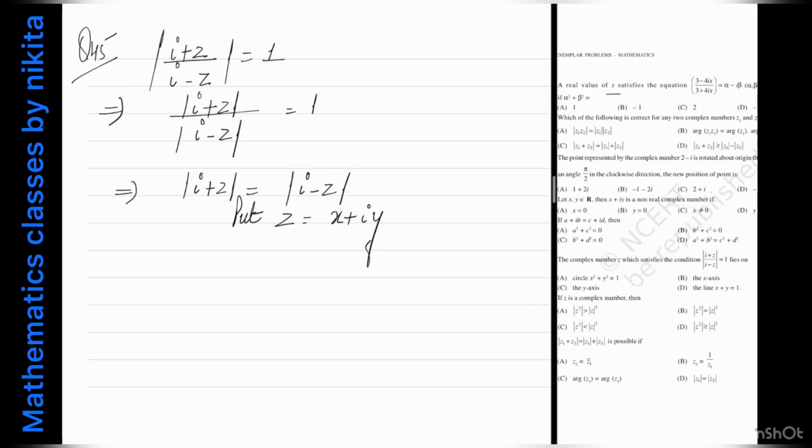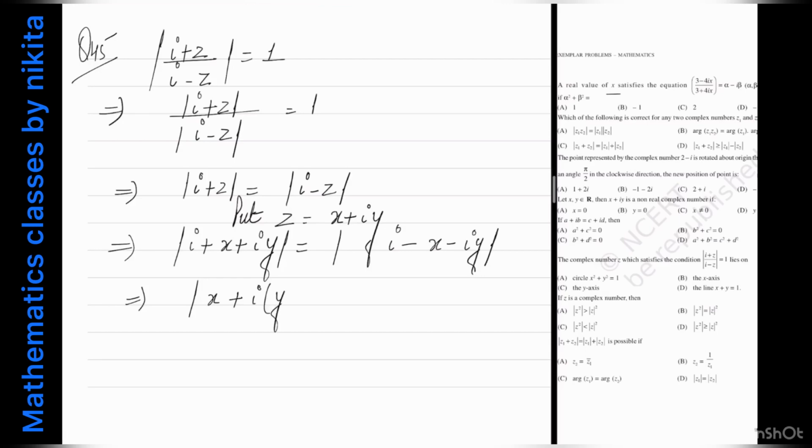So I will put z equal to x plus iota y. So what you will get? You will get iota plus x plus iota y is equal to iota minus x minus iota y. Now combine the real and the imaginary part. So what you will get? X plus iota times y plus 1. So this will be equal to mod of minus x, and then I'll take minus iota common. I'll get y minus 1.